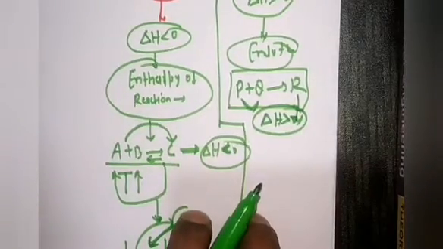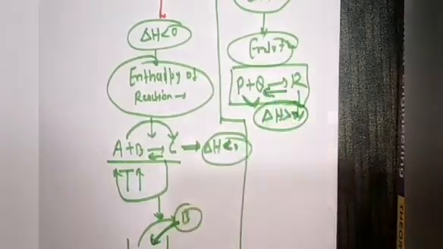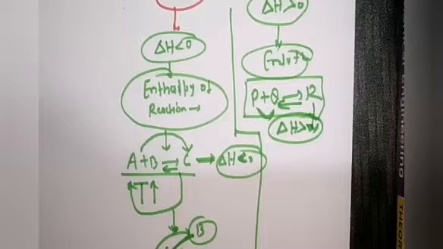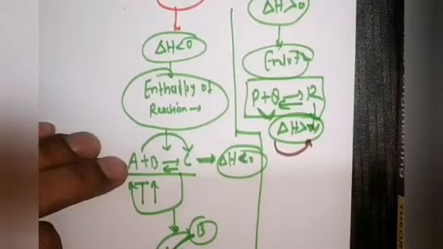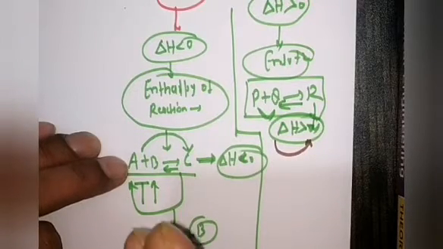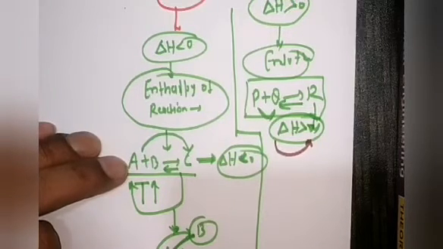Means if you will increase the temperature, then what will happen? I am just assuming it as a reversible reaction. Now if you will increase the temperature, then due to the increase in temperature, the reaction will get shifted in the forward direction. Forward direction means that if P plus Q is forming R, then when we increase the temperature, more and more P plus Q will get converted into R. Means the reaction will support the forward direction more as compared to the backward direction.